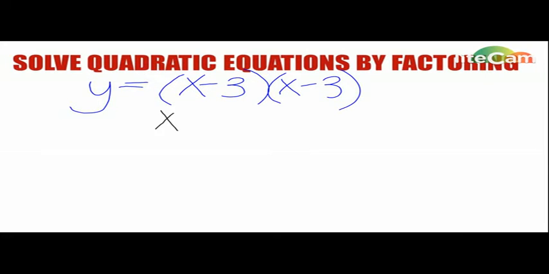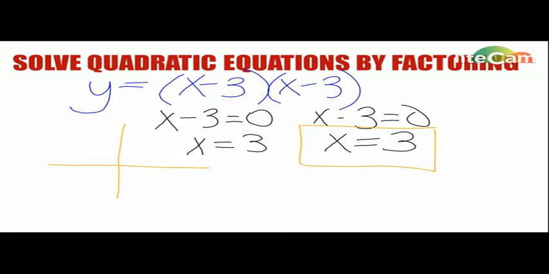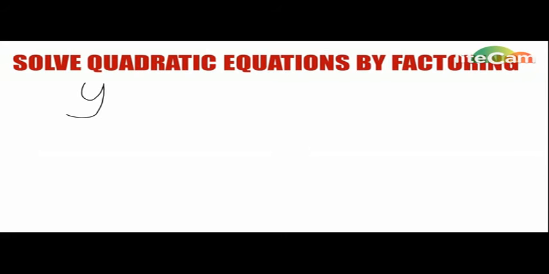All right. So we have another example where everything's already factored out. I have x minus 3 and x minus 3. Really, this is just a parabola that touches or crosses at 3. It doesn't have two solutions. It really only has one solution. Okay, so the answer is x equals 3.